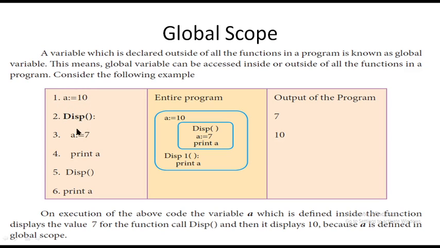Here disp is a function. A is equal to 7. This is local scope, and here I am telling the interpreter to print the value of a here, disp, and finally I am telling the compiler to print the value of the global variable. First the local scope will be executed. After that, the global scope will be executed at last.